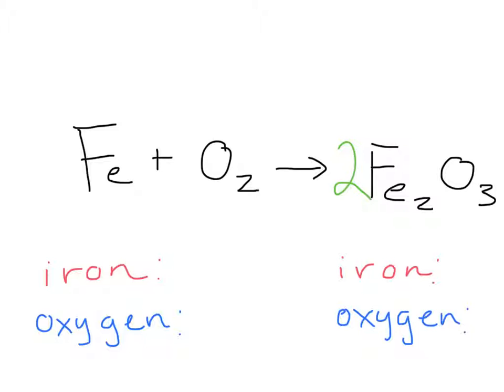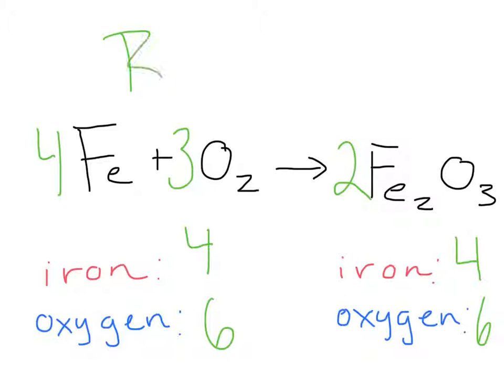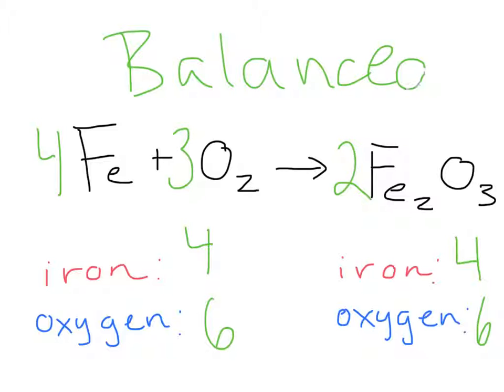we can see that there are now 4 iron atoms and 6 oxygen atoms in the products. So now it's pretty easy to see that if we place a 4 in front of the iron in the reactants, 3 in front of the oxygen in the reactants, that we will have 4 irons and 6 oxygens in both the reactants and the products, meaning that this equation is balanced.